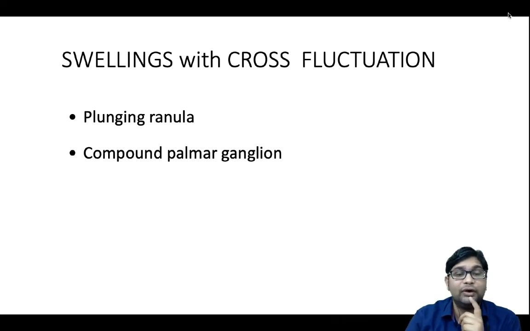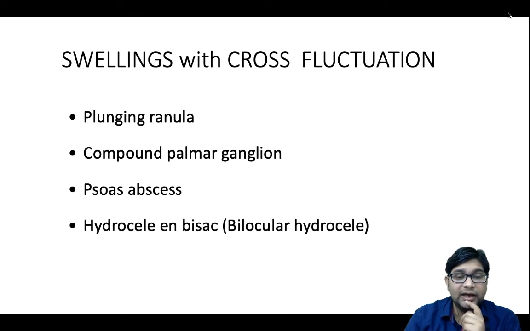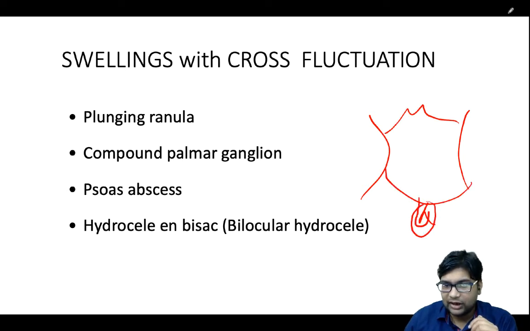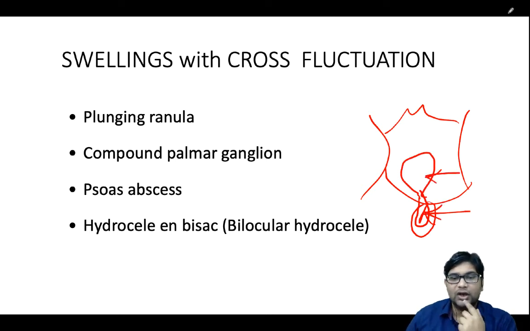Similarly, there is a compound palmar ganglion. There are two components. It is also seen in psoas abscess, and also in hydrocele en bissac, which is known as bilocular hydrocele. There are two components in bilocular hydrocele: in the scrotum there is a component, and also in the abdomen. This hydrocele is also known as abdominoscrotal hydrocele, and also known as bilocular because it has two loculi, or hydrocele en bissac.